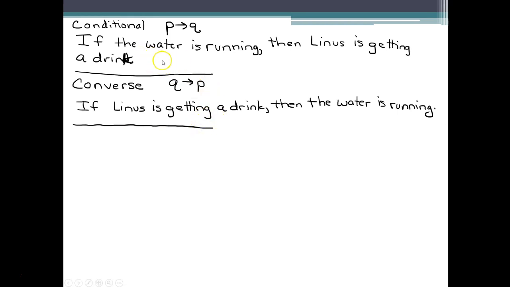In the first one, it's saying, well, the act of the water running follows up with Linus getting a drink. I'm picturing Linus seeing the water running, then getting a drink. Whereas the second one, if Linus is getting a drink, then the water is running, is like saying Linus getting a drink is causing the water to run. Two different meanings. One of them, the water running, prompts Linus to get a drink. The second one is Linus getting a drink prompts the water to run. Two entirely different meanings.